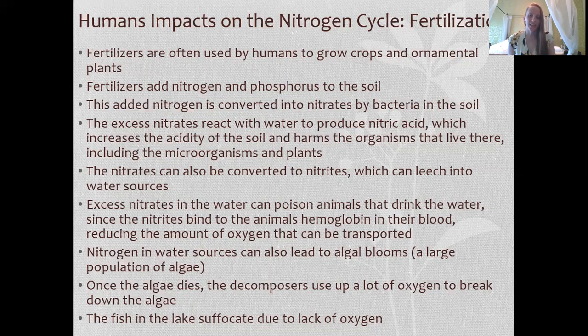Nitrogen in water sources can also lead to algal blooms, which are huge outbreaks, like massive growths in algae population. And that's an issue because when the algae dies, decomposers break it down, and that process of the decomposers breaking down the algae uses up a lot of oxygen, and it drops the oxygen levels in the lakes or whatever body of water we're talking about, which causes any aquatic life forms like fish to suffocate because there's not enough oxygen there for them. And we're going to talk about algal blooms in a couple of these other biogeochemical cycles as well.